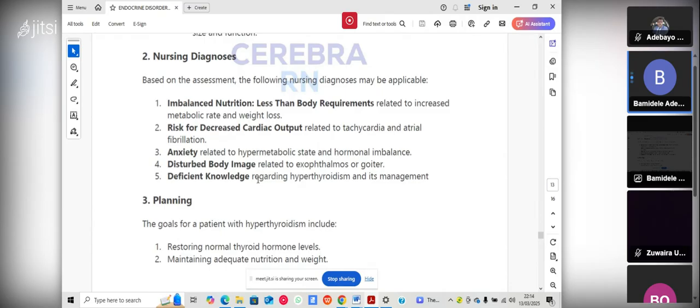Right, nursing diagnosis. When somebody has hyperthyroidism, there are a lot of nursing diagnoses that we can talk about. But at the moment, we're looking at just five. Okay, and this is just five. If you want more, quite a lot is available on the app.